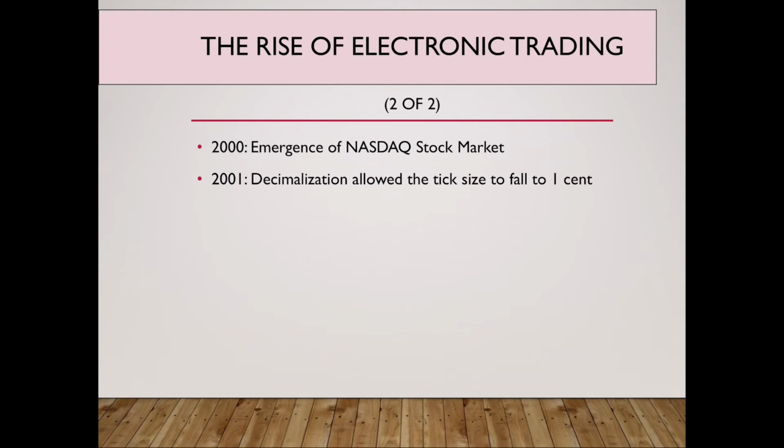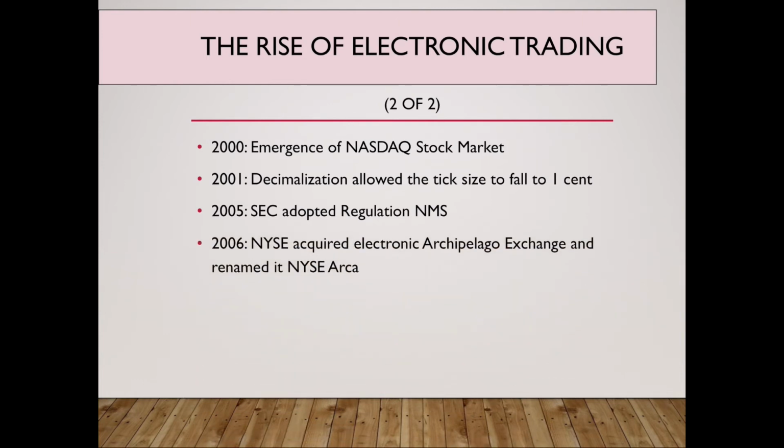In 2001, decimalization allowed the tick size to fall down to 1 cent, so it went from an eighth of a dollar to 1/16 of a dollar, all the way down to a cent. In 2005, the SEC adopted Regulation NMS, for National Market System, and the goal of this adoption by the SEC was to link the exchanges electronically. In 2006, the New York Stock Exchange acquired Archipelago Exchange and renamed it NYSE Arca. This is the ECN of the New York Stock Exchange. And then in 2007, this national market system was fully implemented.